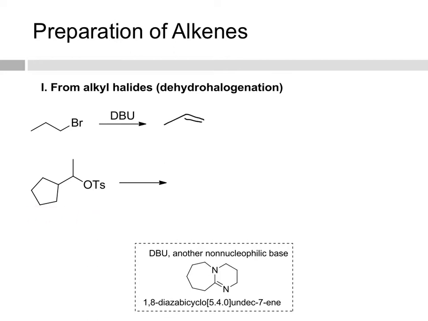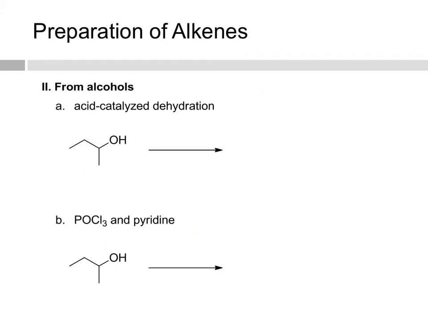In the second example, we've got another good leaving group, a tosylate. We can use potassium tert-butoxide, for instance, to get the alkene. In this case, you have the possibility of deprotonating either at this position or at this position. Using the Zaitsev rule, we know that we will favor the more substituted double bond, and so our product is going to be the more substituted alkene.